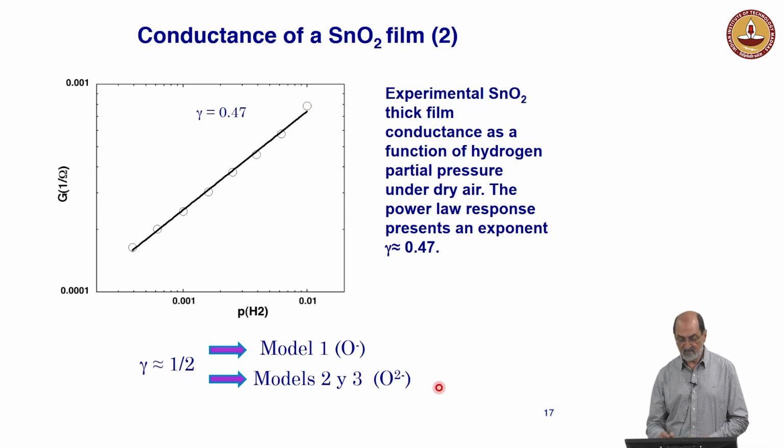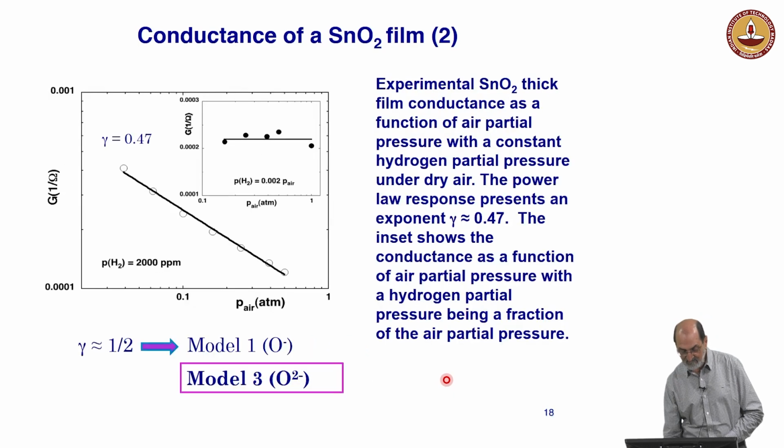Models 2 and 3 work for doubly charged oxygen. So far, models 2 and 3 remain in the game. This one was eliminated, making reference to the World Cup, soccer. So these are the two possibilities we have so far.